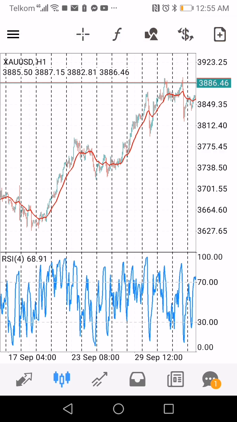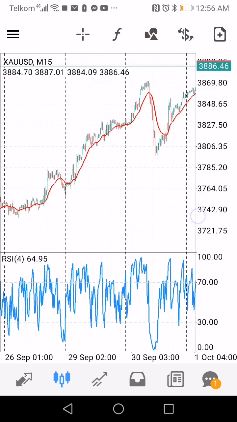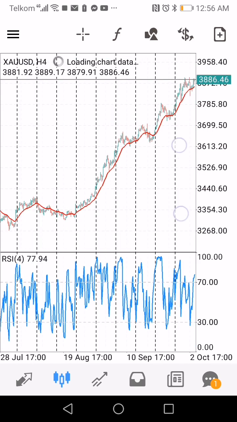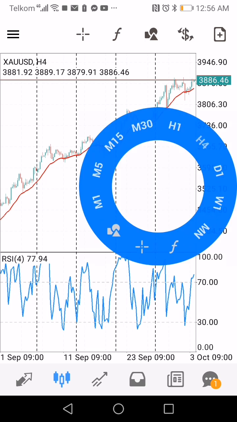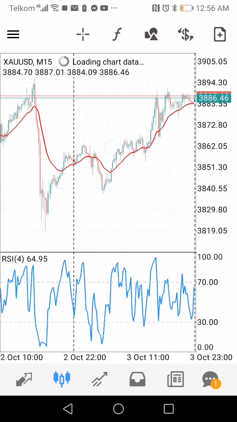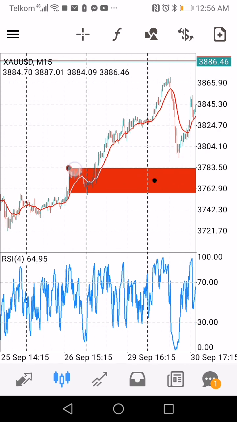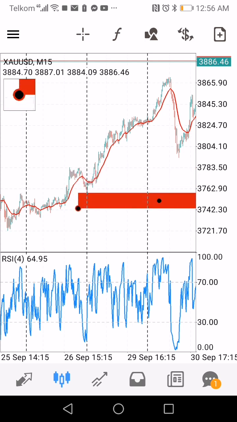Also, the H4 trend is bullish. Strategy is bullish. Okay. I go to the 15-minute time frame, guys. When I go to the 15-minute time frame, what do I see here? Simple.